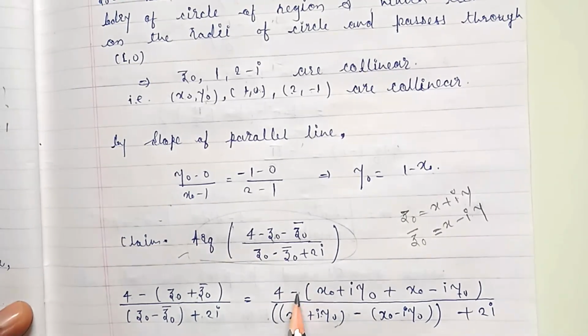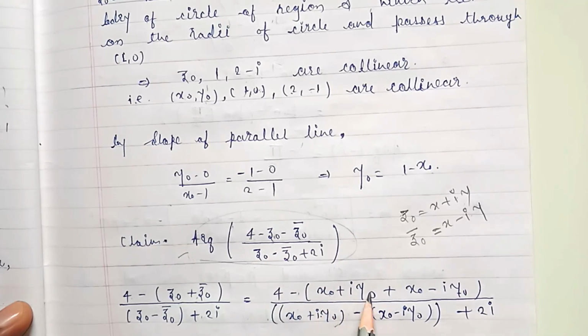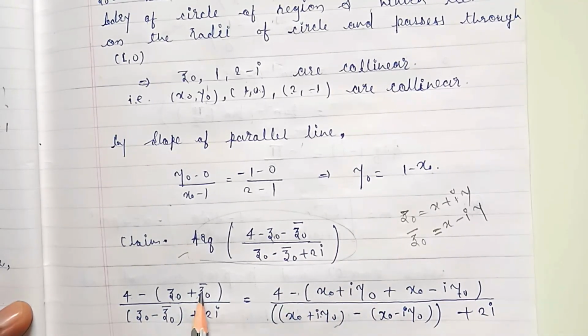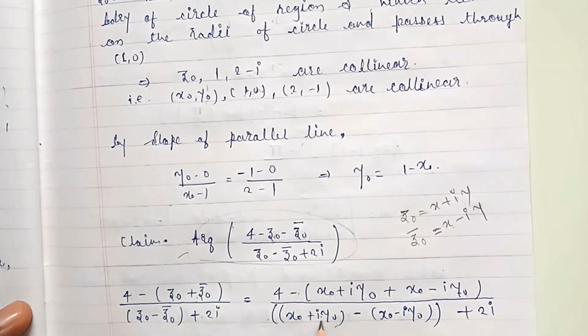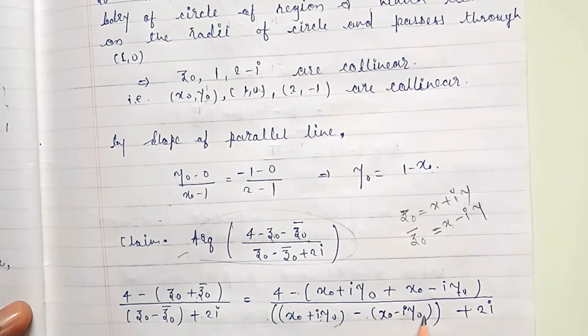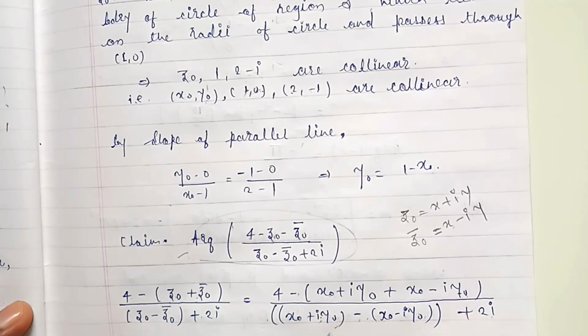So 4 is here. z naught can be written as x naught plus i times y naught, and z naught bar as x naught minus i times y naught. As I explained earlier, z naught is x naught plus i times y naught, and z naught bar is x naught minus i times y naught, plus 2 times i. Okay, so this is the expanded form of these two terms here. Now go for further calculations.